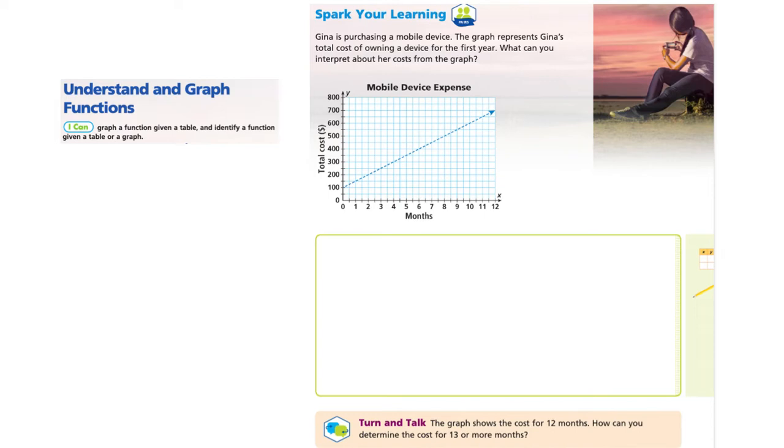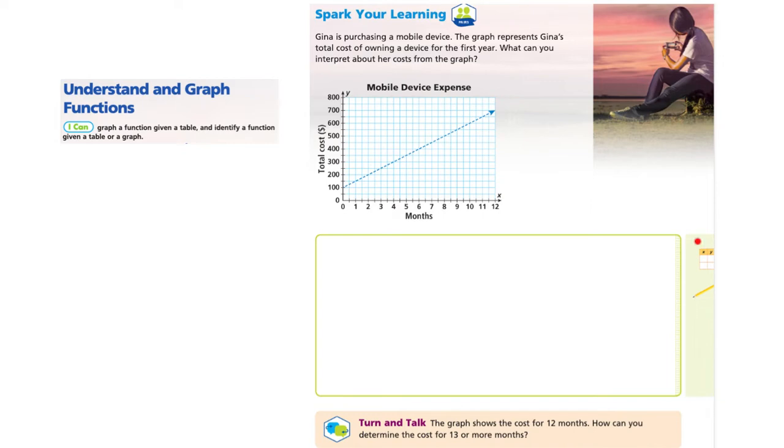So the spark you're learning starts out, Gina is purchasing a mobile device. The graph represents Gina's total cost of owning a device for the first year. What can you interpret about her costs from the graph? So look at this graph, take some time, look at what the labels are for each axis.